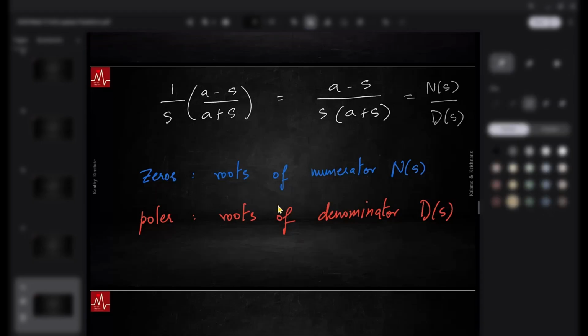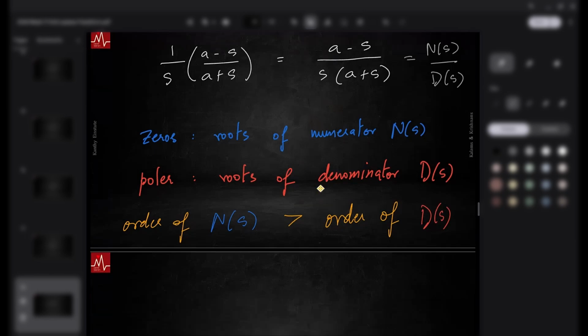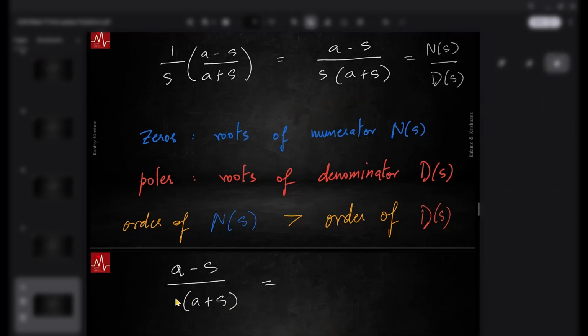I noted this: the order of n of s is greater than the order of d of s. Okay, whenever this is not the case, you can do the following: a minus s by s into a plus s equals the first pole. So I'm going to highlight this.